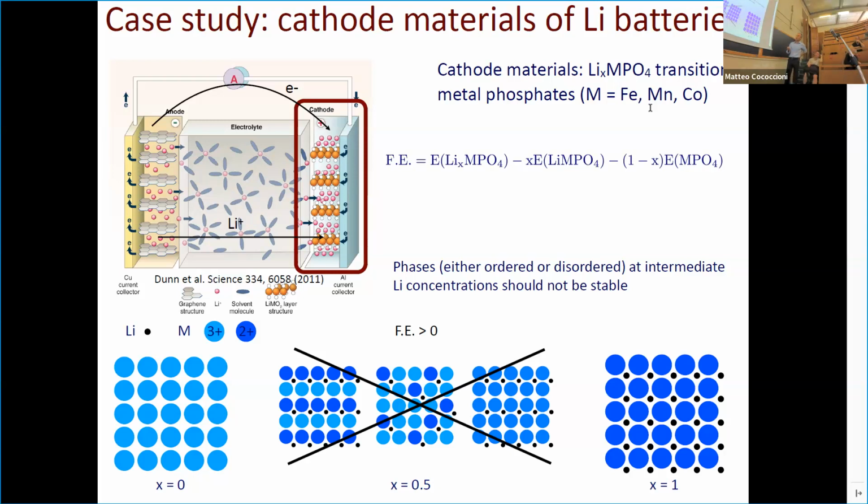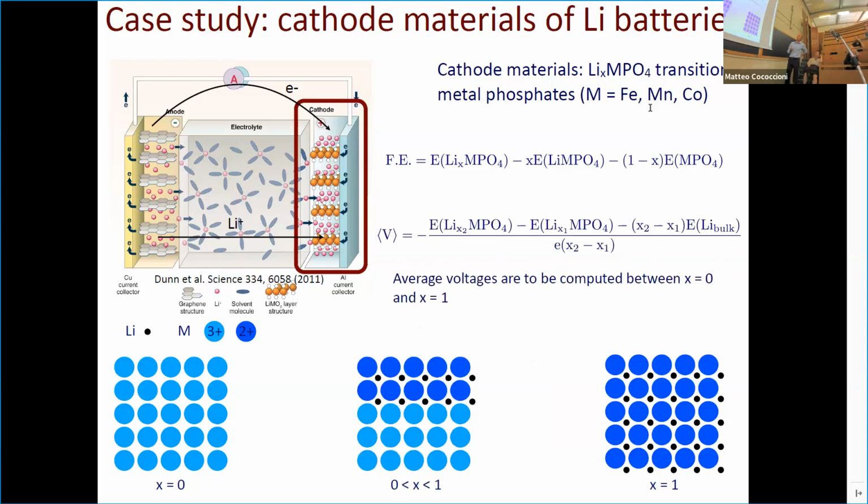And also, we would have to obtain that the average voltage is accurate whenever we compute it using only the 2+ and 3+ for the lithium I was mentioning before. Okay, so this is the sort of problem that we are trying to tackle with our DFT calculations.